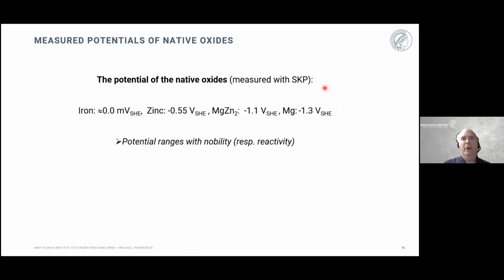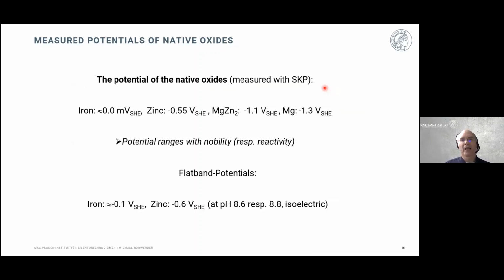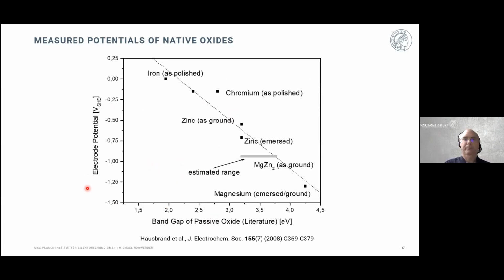Yeah. So if we measure on different metals the potential with the Kelvin probe and compare that to the flat band potential measured in electrochemistry, you will find here, shown for iron and zinc, that the flat band potentials are a little bit lower than what we see for the potential measured with the Kelvin probe in air. Yeah, because of the band bending upwards. Roughly, as you can see here, 50 to 100 millivolts. Okay, and what you can also see, if you compare that with the band gap, if the band gap changes by 2 eV, we see here a change of about 1 volt, as I have just explained.